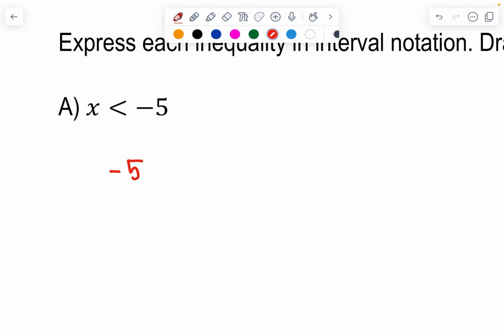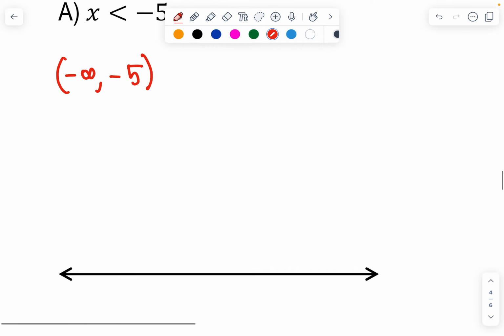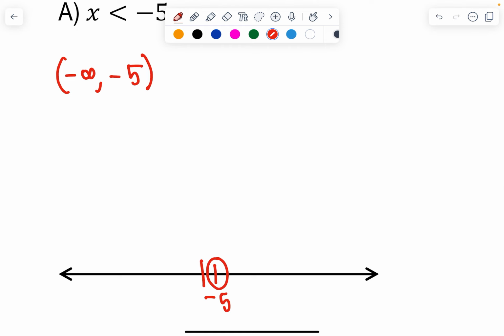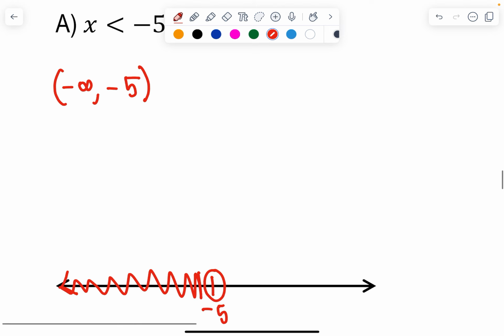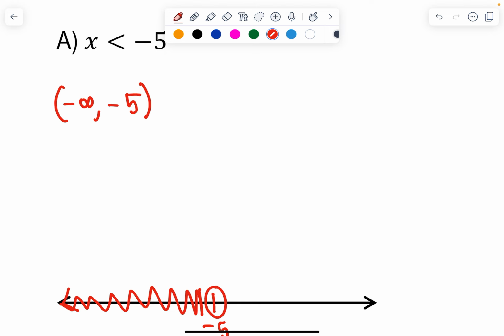So less than that is to the left. So to the left is negative infinity. So it's negative infinity to -5. We always put a parentheses on the negative infinity. We're not including the -5. On a number line, how does that look? We have the -5. We're not including the -5, and we want values less than that. So if you look, this diagram matches both the inequality and the interval notation.